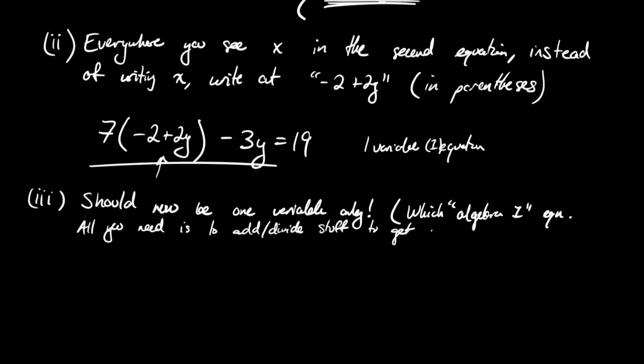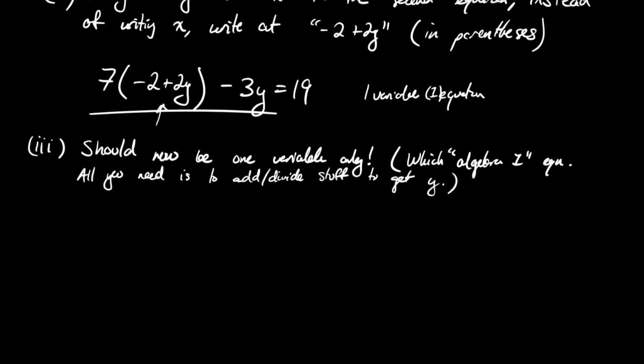To get y. Okay, so let's do that. We're going to distribute the 7 through the parentheses. Remember, because when you multiply a number into parentheses with things that are being added, you need to distribute it across. So 7 times 2 gives us negative 14. We also need to multiply the 7 into the 2y, so it's plus 14y minus 3y equals 19. Okay, 14y and negative 3y combine into 11y.